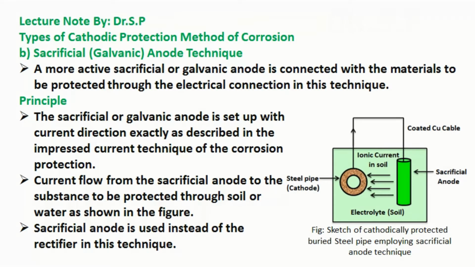Sacrificial or galvanic anode technique. A more active sacrificial or galvanic anode is connected with the materials to be protected through an electrical connection in this technique. Principle. The sacrificial or galvanic anode is set up with current direction exactly as described in the impressed current technique of corrosion protection. Current flows from the sacrificial anode to the substance to be protected through soil or water, as shown in the figure. Sacrificial anode is used instead of the rectifier in this technique.